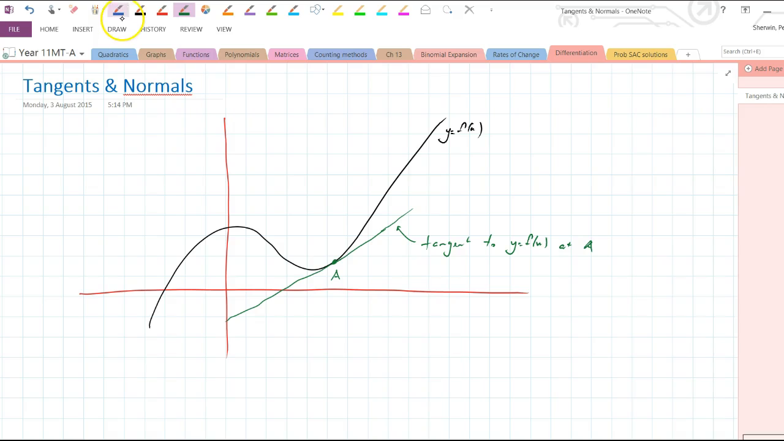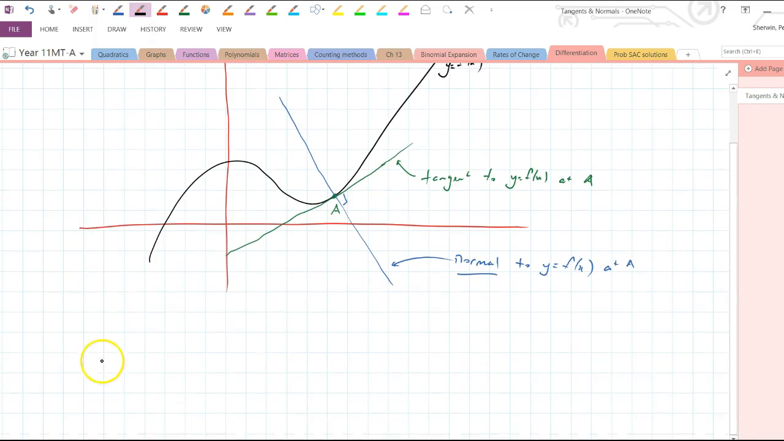And now what we've just discovered, something new, is that this thing here that goes through A but is perpendicular to the tangent is called the normal. That is the normal to the curve y equals f(x) at A. What we're going to work on now is finding the equations of such lines.